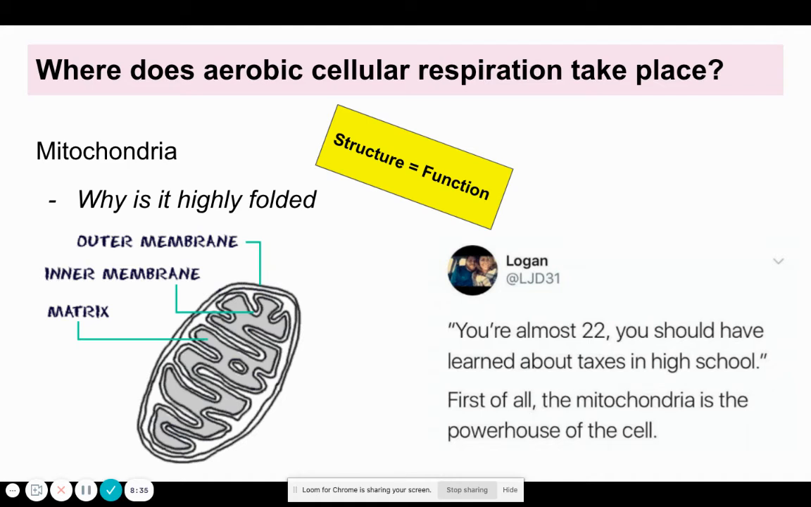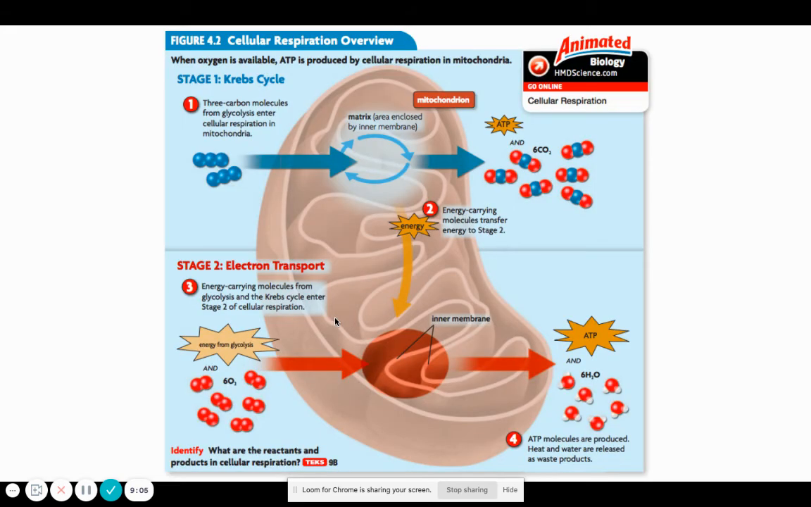All right. And if we remember back to when we were looking at the structures of the different organelles, we noticed that the mitochondria is very highly folded. And the reason why it's highly folded, we already mentioned this, is to increase surface area to allow more reactions to take place. So in this particular case, the mitochondria is highly folded to allow more ATP to be made, to increase surface area for making more ATP.